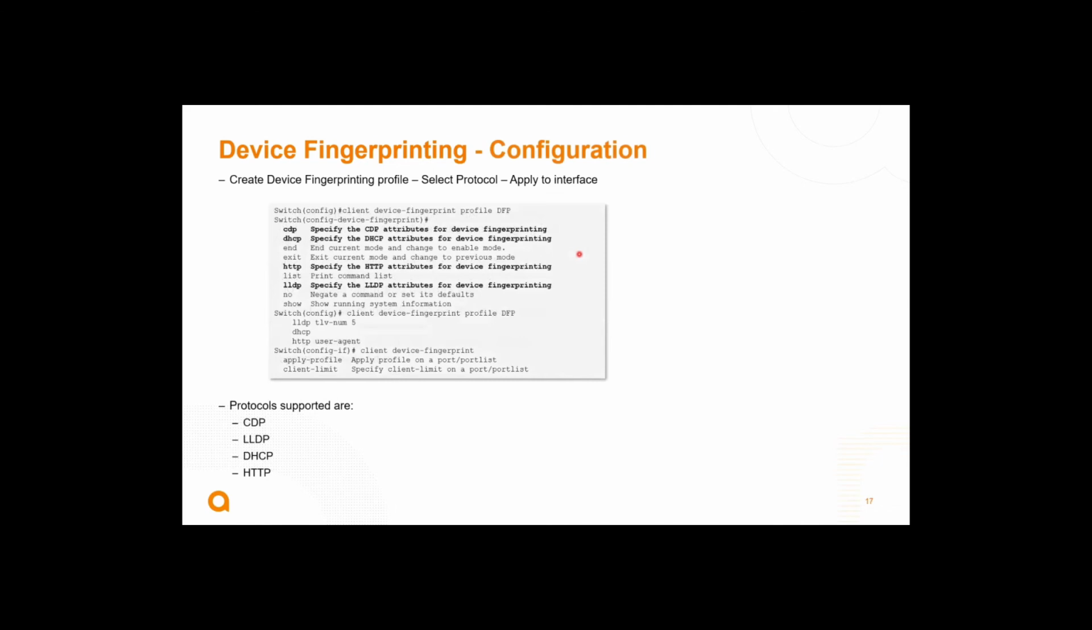So how this works is first you need to create the device fingerprinting profile, and then you need to select the protocols that you want to use. So we have CDP, DHCP, HTTP, and LLDP currently supported. And then you can apply that profile to the interface that you're going to use after you selected your protocols that you want to fingerprint using, and then you apply the profile to the interface.